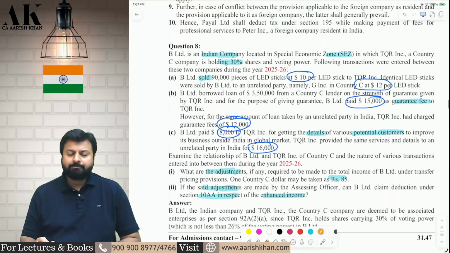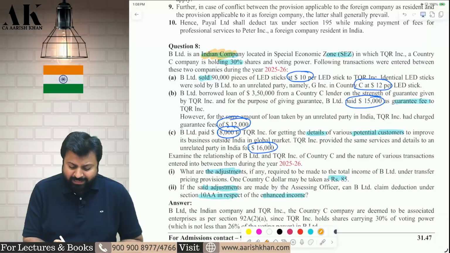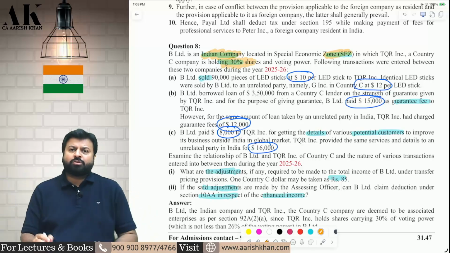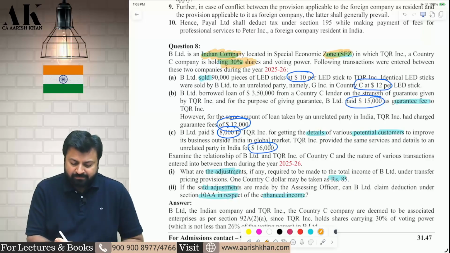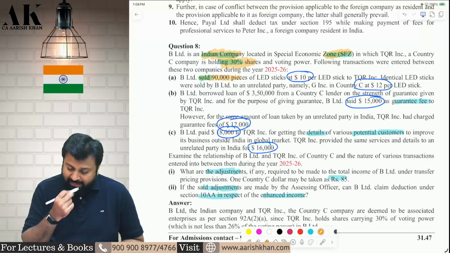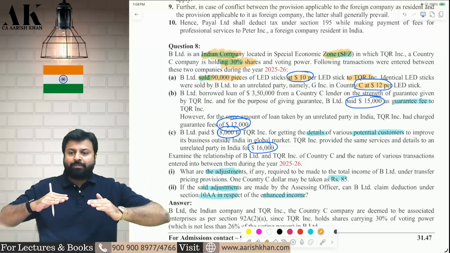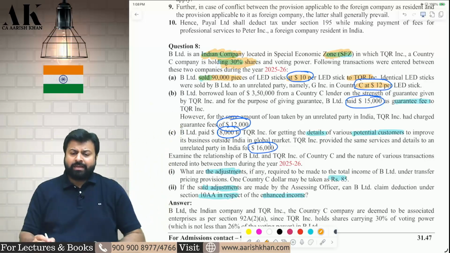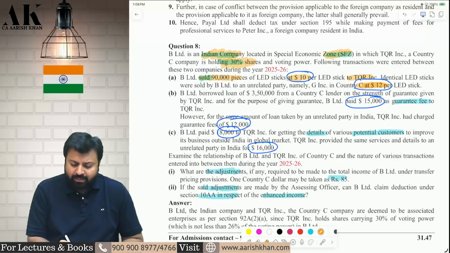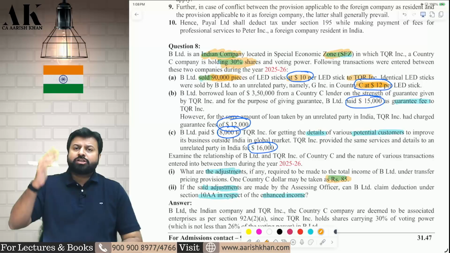Next question. It's a very simple question. There is an Indian company located in SEZ, in which a foreign company holds 30% share, therefore both of them are deemed to be associate enterprises. Now you have to compute the arm's length price in 3 different transactions. You are selling 90,000 pieces at rupees 10 to your associate enterprise. To a third party you are selling at 12 rupees. So to the associate enterprise you are selling at a lower price, to the third party at a higher price. How much higher? $2 higher. So 90,000 pieces into $2 into 85 rupees will be your addition in the arm's length price.